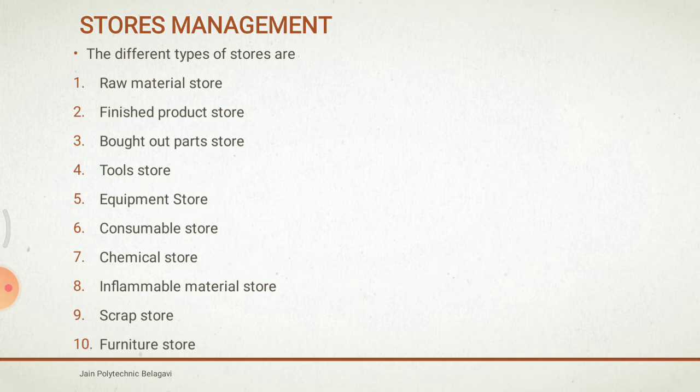There are different types of stores: raw material stores, finished product stores, bought-out part stores, tool stores, equipment stores, consumable stores, chemical stores, flammable or inflammable material stores, scrap stores, and furniture stores.